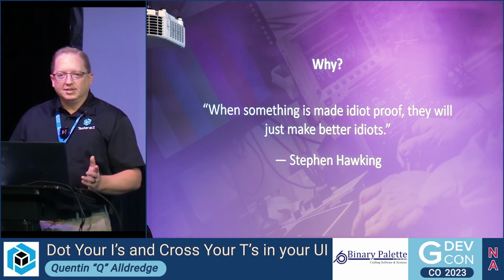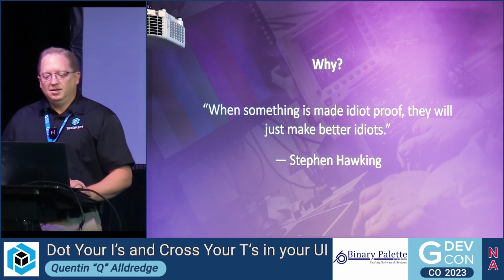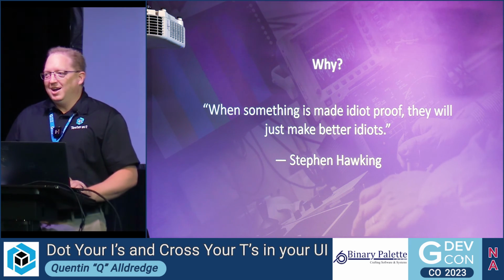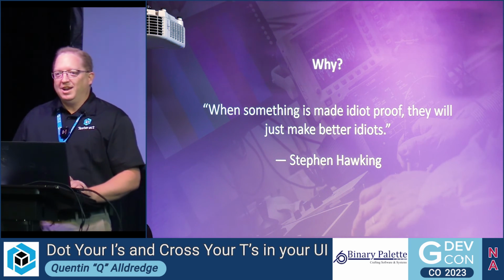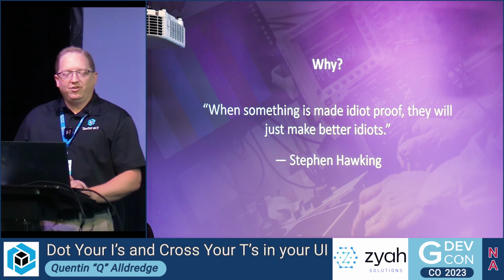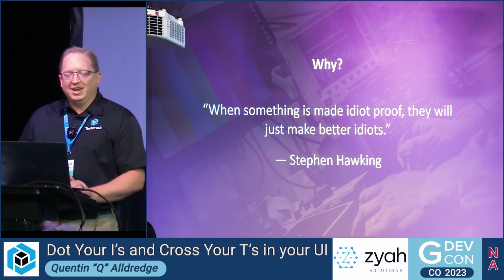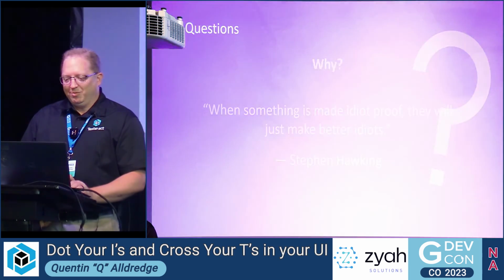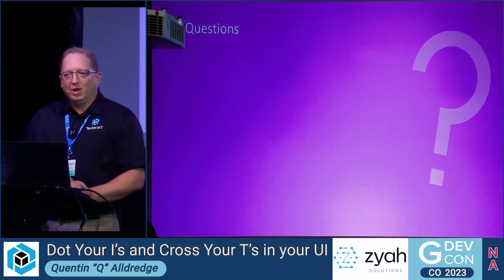Although, like Stephen Hawking says, when you make something idiot-proof, they just make better idiots. So you ultimately need to decide, as the developer, how much of this to do. Take it as, like I said, guidelines, and decide what you need to do from there. So, any questions?